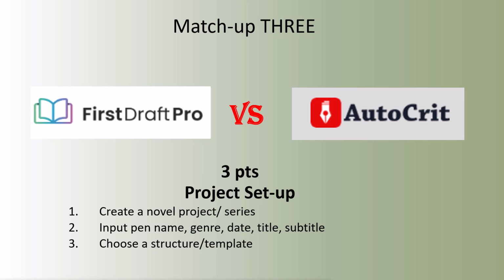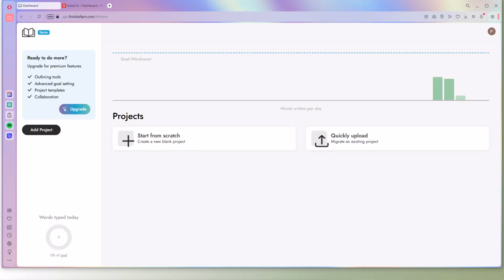Let's go ahead and jump back into the browser in First Draft Pro to set up our project. This is their dashboard, and on here we have our button where we're going to use to actually start our project here with this Start from Scratch.